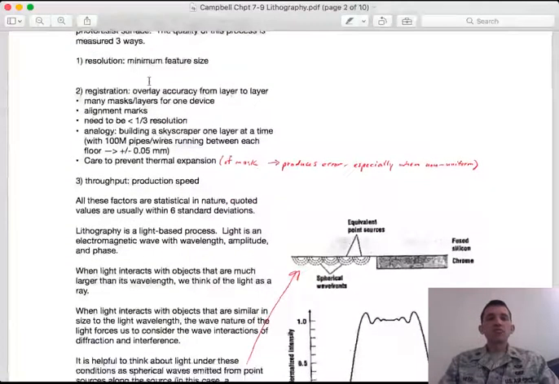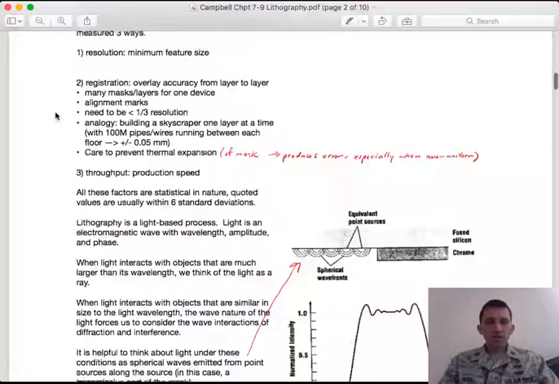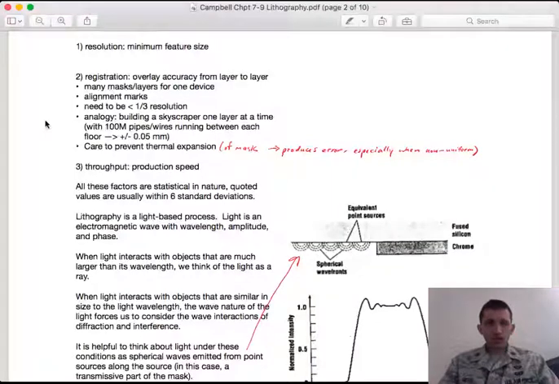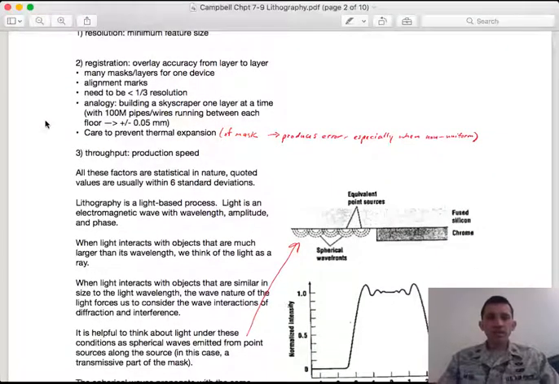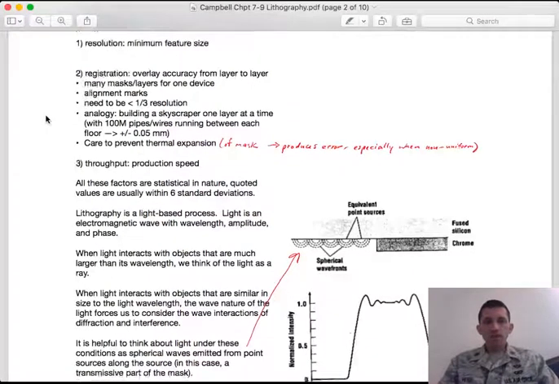And so registration relates to the ability to precisely line up one mask over top of another mask. And this is done with specialized alignment marks on the masks, and so you need to be able to register your masks better than the resolution, right? Maybe a rule of thumb would be less than 1/3 the resolution, right? So if you had a minimum feature size, it would vary at the edges less than 1/3, right? You probably want to have quite a bit better than that.